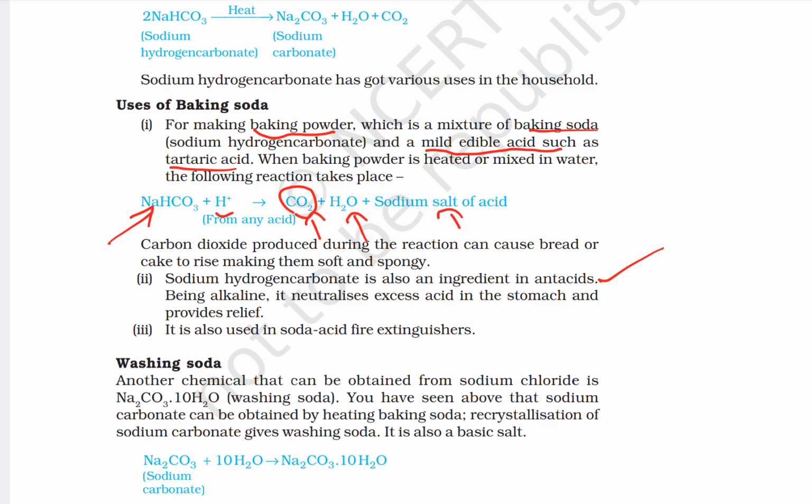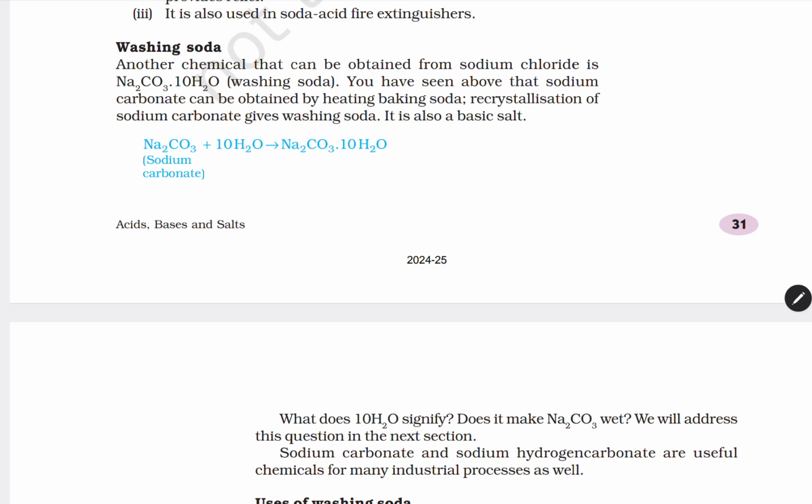So you can even use it for the soda, as a gas in the soda, and you can use it in acid fire extinguishers also. The next one, washing soda. How to prepare washing soda?